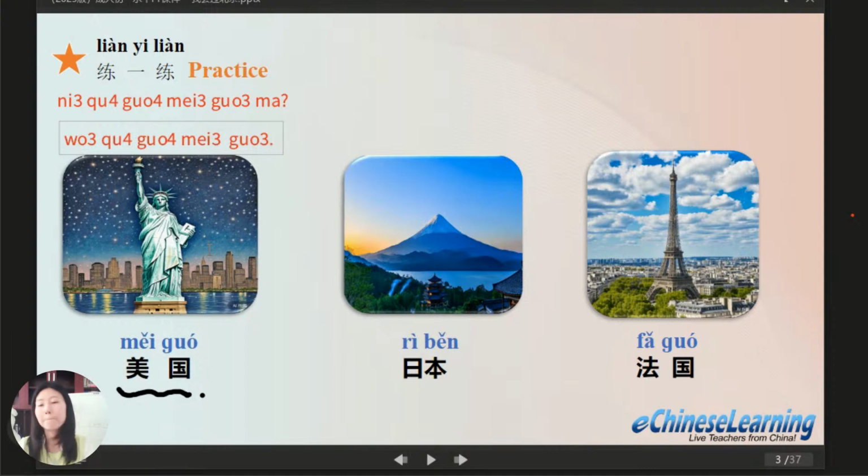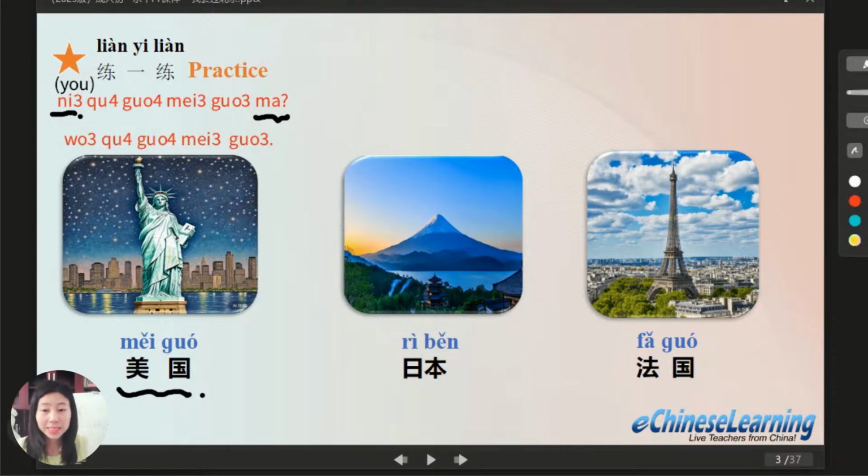Because the sentence is a statement, we don't need the question mark, right? And the question word, that means the sentence is a question sentence. When you want to ask someone a question, we put the mark at the end of the sentence. Let's analyze these two sentences. In the question sentence, the subject is 你, you.